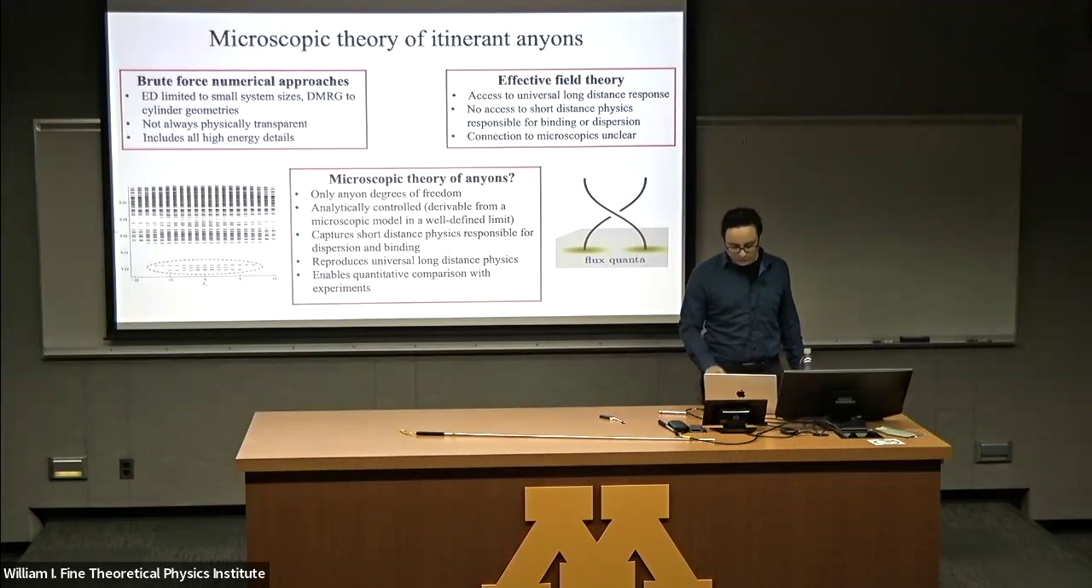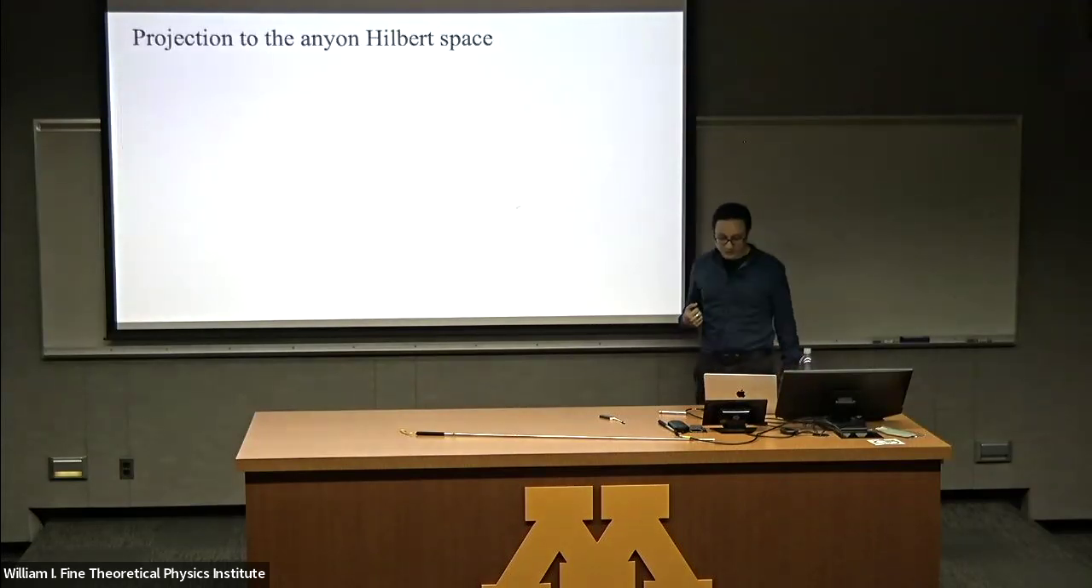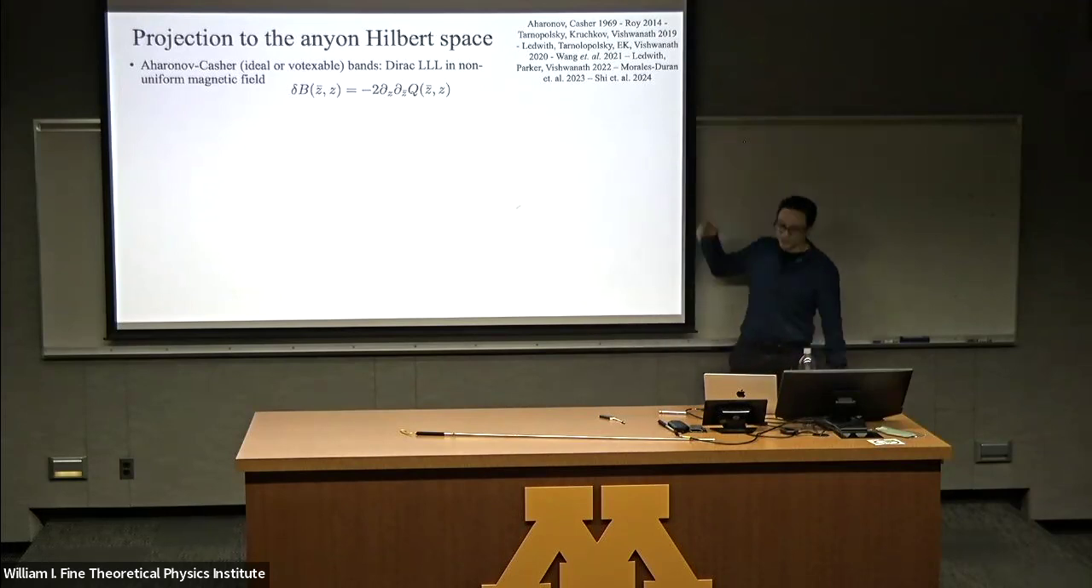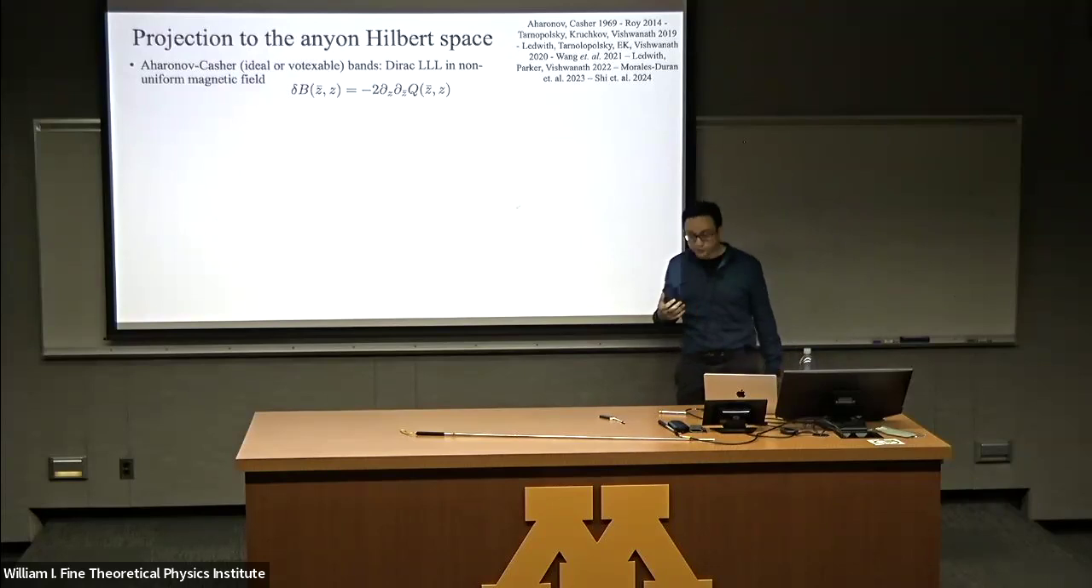So the first part of the theory, which is to try to write a theory of only anyons, it turns out that there's a very nice framework that Inti has already reviewed in the previous talk, where we can start from this idea of ideal or Aharonov-Casher bands, which are essentially Dirac lowest Landau levels in non-uniform magnetic field. And there's by now a long list of literature that has studied these kinds of models and has shown that, for example, for twisted MoTe2, they are not actually very far off from the realistic form of the bands close to the magic angle.